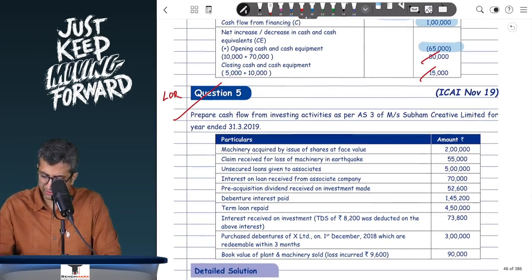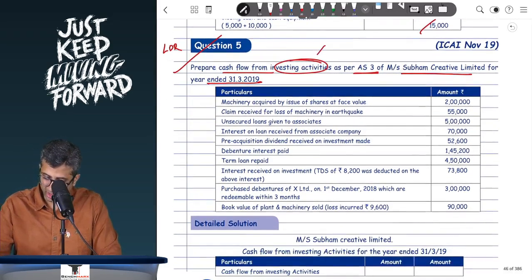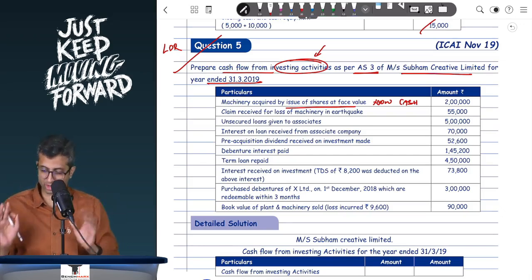Then we have question 5. Prepare cash flow from investing activities as per AS3 of Subham Creative for the year ended 31st March 19. So this is only cash flow from investing. Machinery acquired by issuance of shares at face value. This is non-cash. Your entry will be machinery account debit to equity share capital. There is no movement of cash, and hence even if it is machinery acquired, you are not paying cash, and hence this is non-cash in nature.